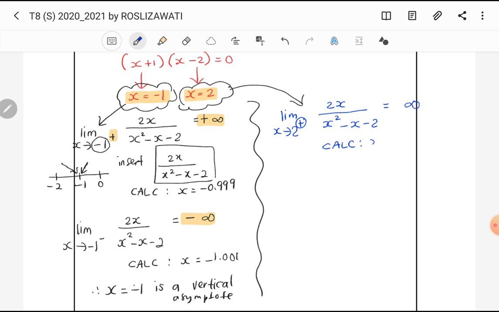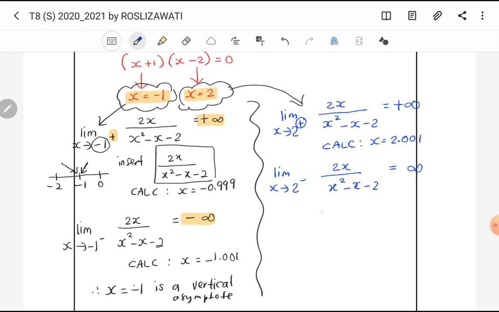So, boleh ganti x equal to 2.001. Nah, okay. Look at the value yang awak guna calculator tu. Tengok value dia. Okay. So, what is the answer? The answer is positive. Okay, and next one. Limit x approaches to negative 2x over x squared minus x minus 2 equal to infinity juga.